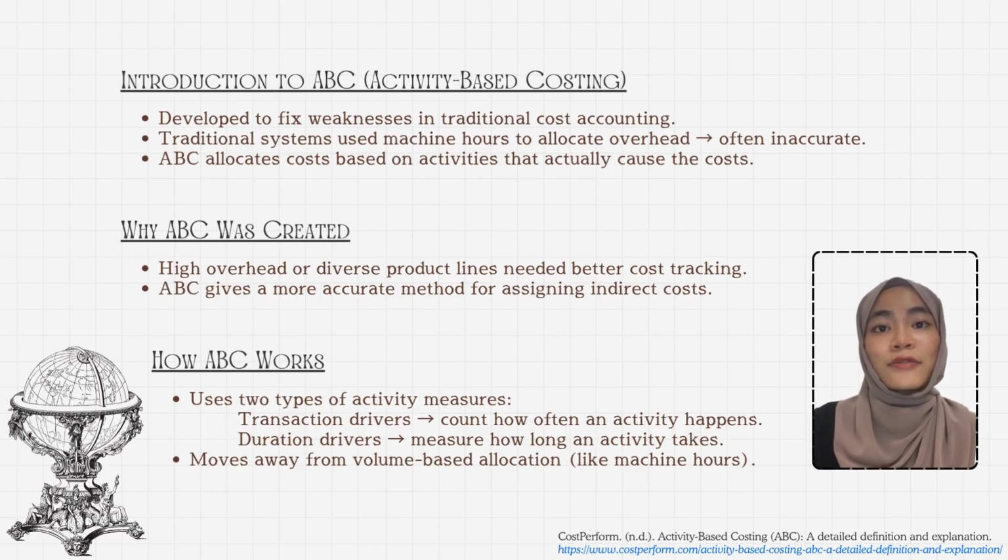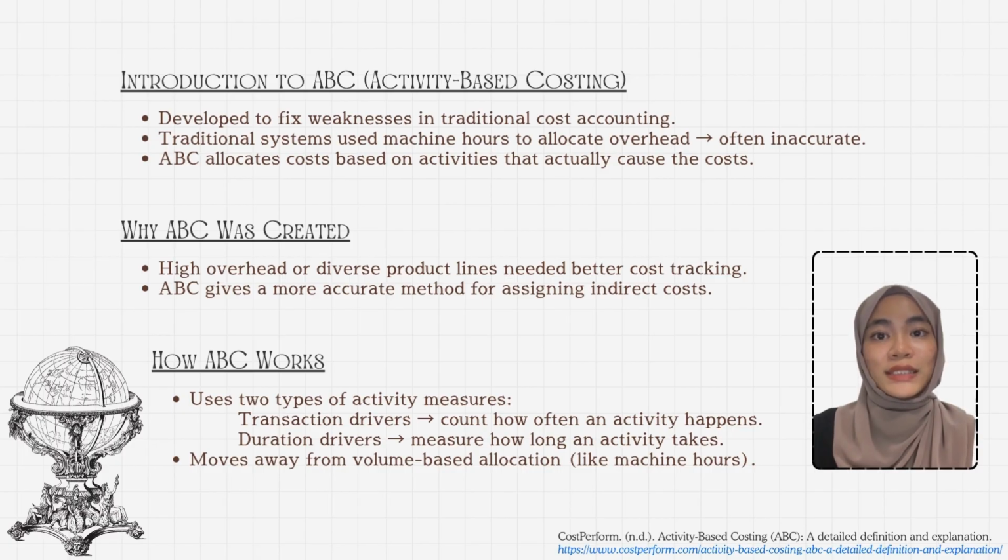Companies with high overhead costs that did not directly match production volumes, or those with many different product ranges and varied customer demands, required a better method for indirect cost allocation. As a result, the concept of ABC was created to provide a more accurate and logical foundation for assigning costs to activities that consume resources.